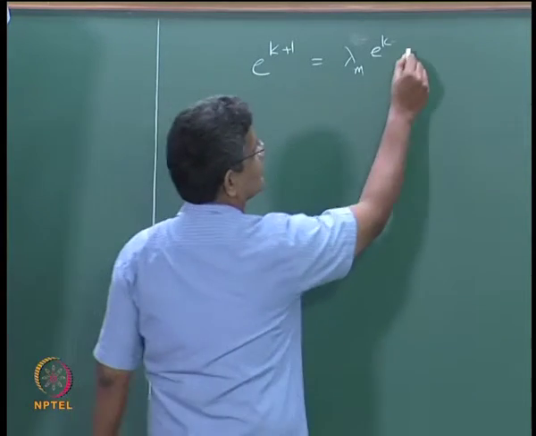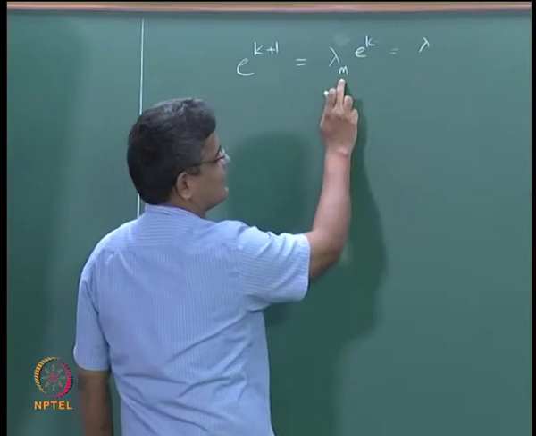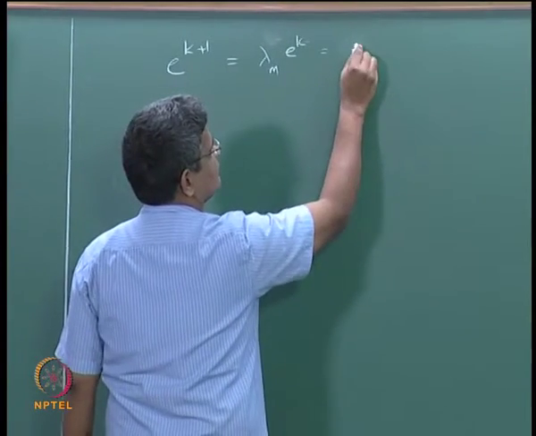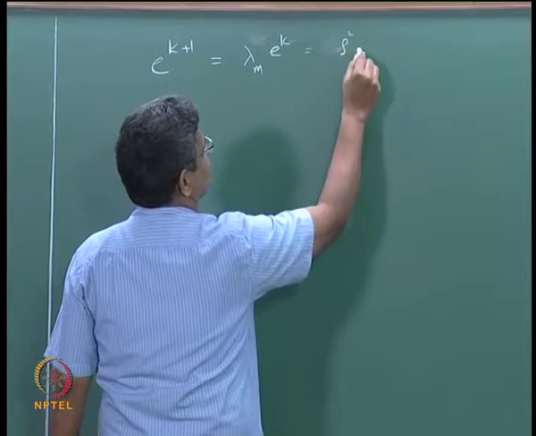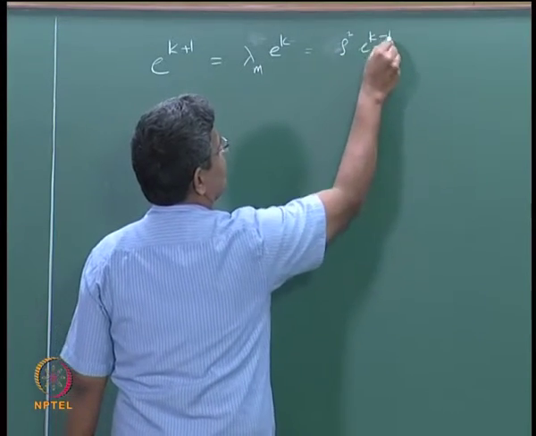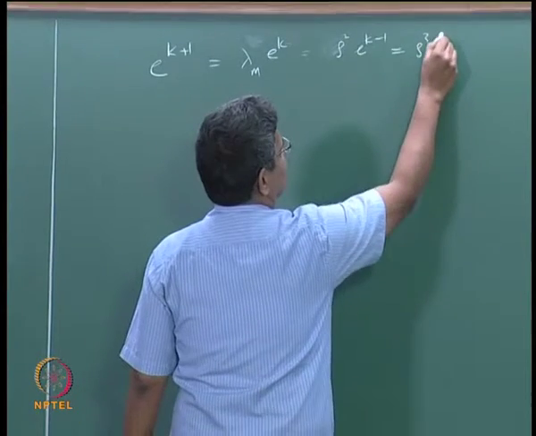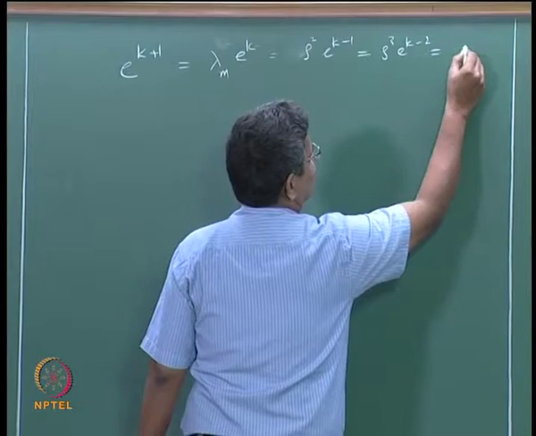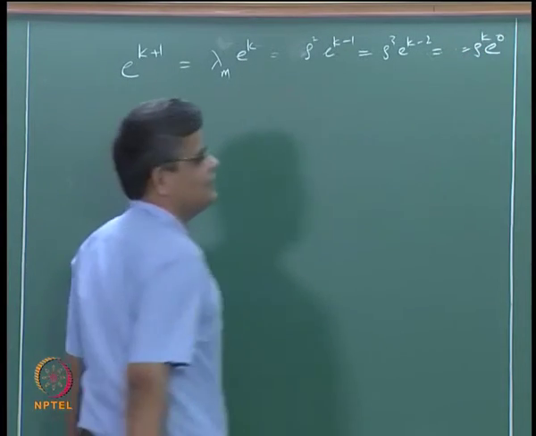So we can denote this as the spectral radius rho. This is rho times the error at iteration k minus 1, which is equal to rho squared times the error at k minus 2, and rho cubed times the error at k minus 3, like this up to rho to the k times the initial error.